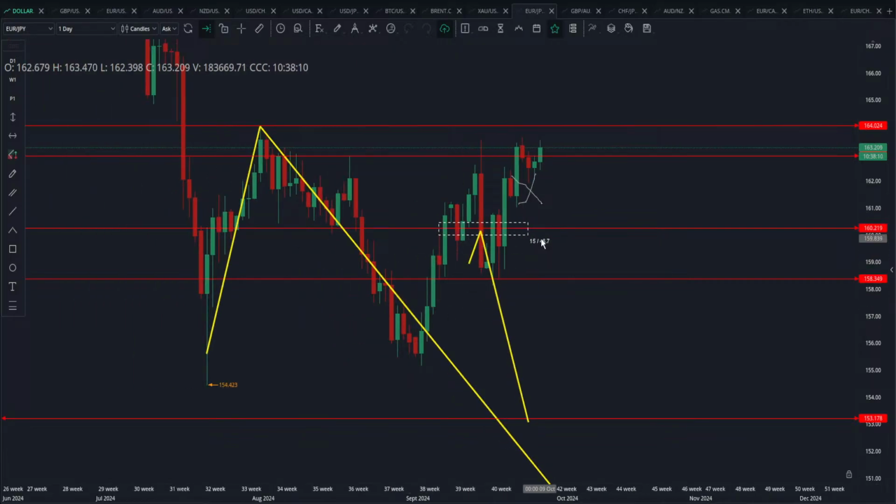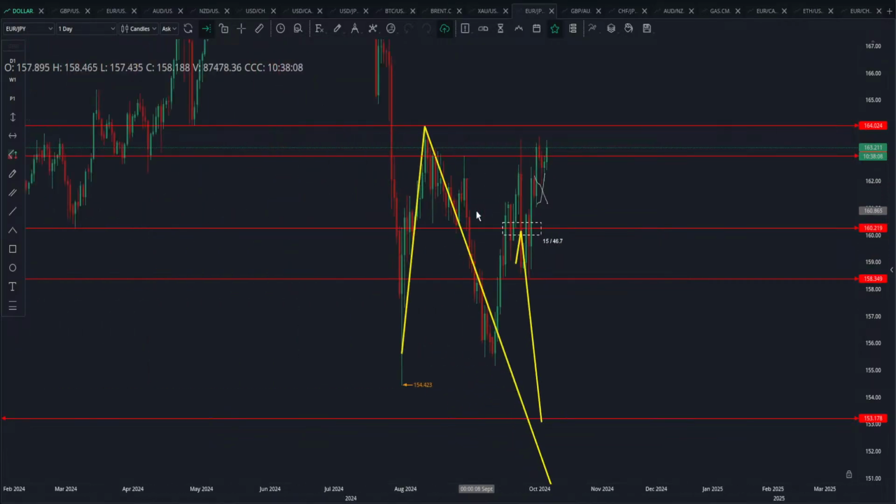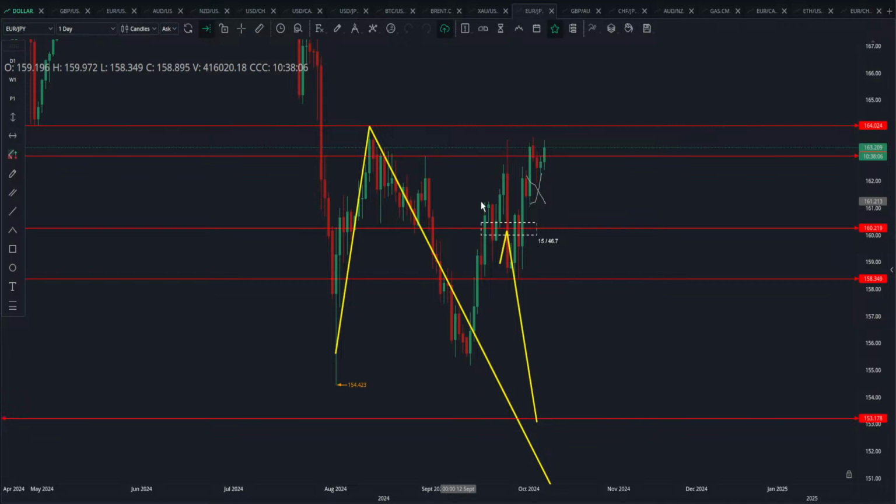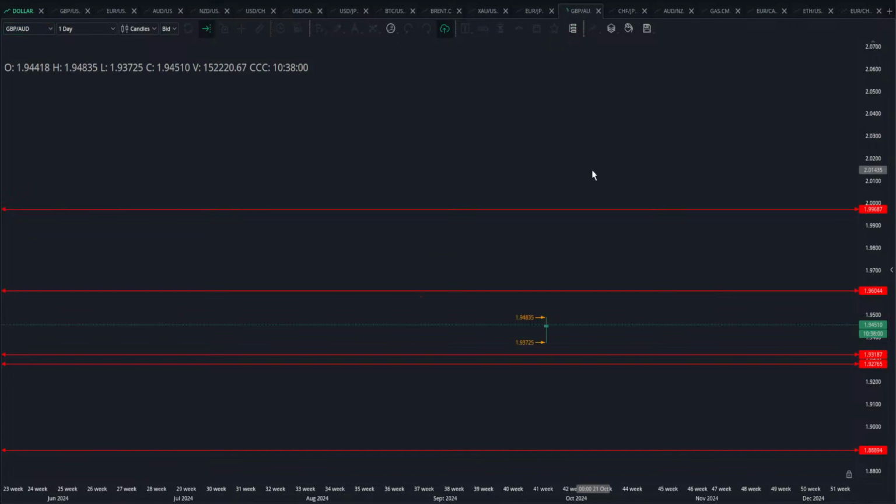Euro JPY, I'm not trading this market, sorry. Why am I not trading this market? Because the yen pairs are going higher, whereas euro is going lower, so I'm not willing to trade such a market.